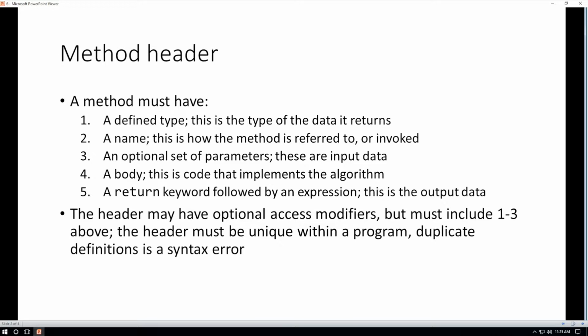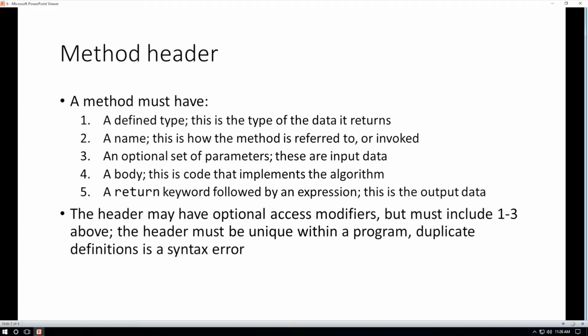Now this says an optional set of parameters. These are the input data. With our f of x notation, the x is the input data. Here, although it says a method must have, and it says optional set of parameters, the parameters are optional, but not the parentheses that specify the parameter list. The distinction between a variable and a method is that set of parentheses after the identifier.